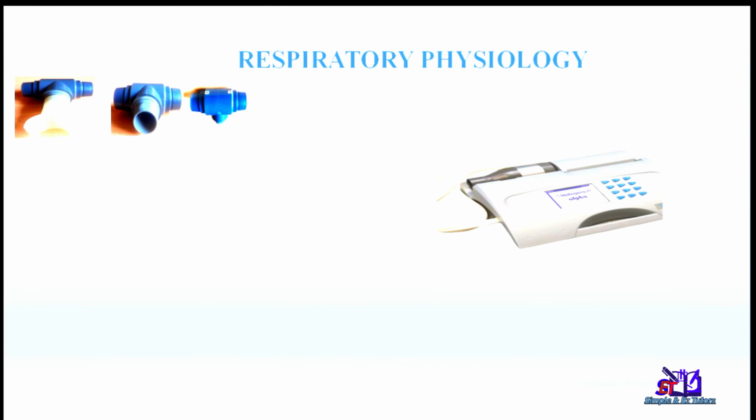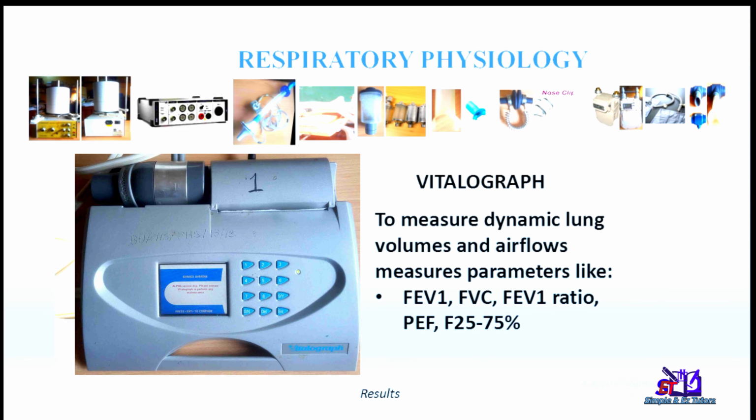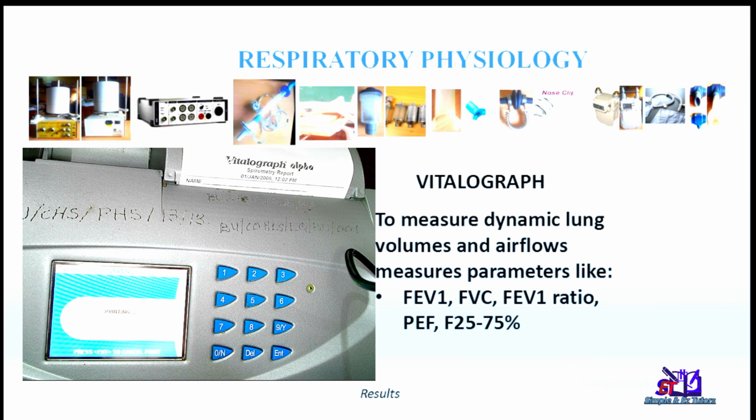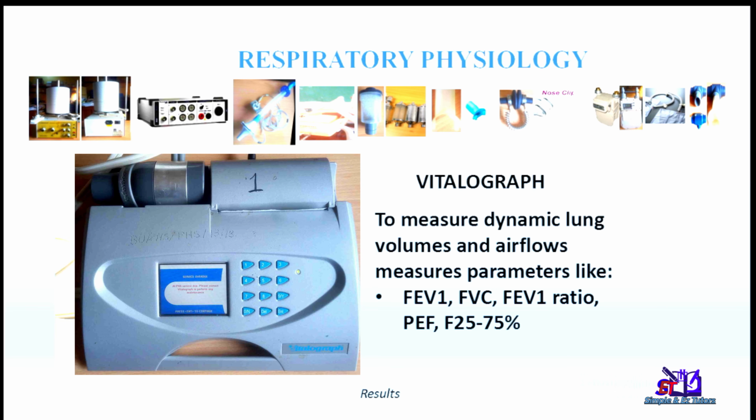Next on the list is Vitalograph. Vitalograph is an essential instrument used clinically to measure dynamic lung volumes and airflows. It can measure parameters like FEV1, FVC, FEV1 ratio, peak expiratory flow, and forced expiratory flow at 25 to 75%. The results obtained from Vitalograph are called Vitalogram. The result obtained can be used to differentiate between different respiratory defects like obstructive respiratory defects and restrictive respiratory defects or combined respiratory defects.